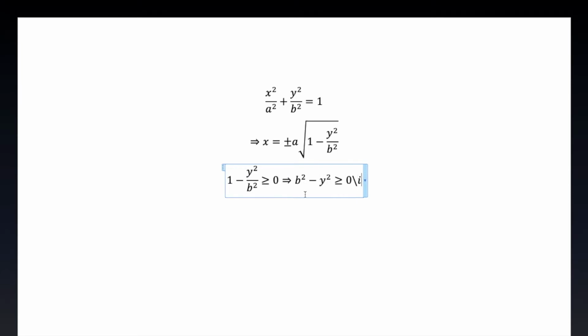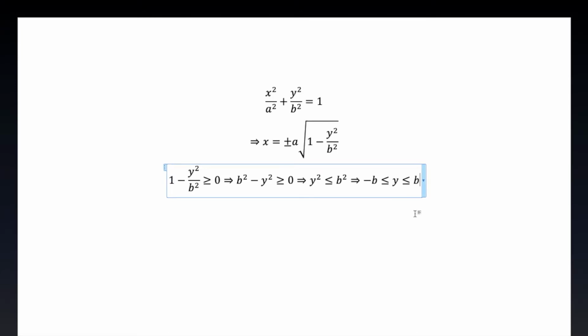So this implies again that y square is smaller than or equal to b square. This implies minus b less than or equal to y less than or equal to b. Suppose we have y square less than or equal to 25. Then considering y as a positive number, what should be the bound on y? Less than or equal to 5.